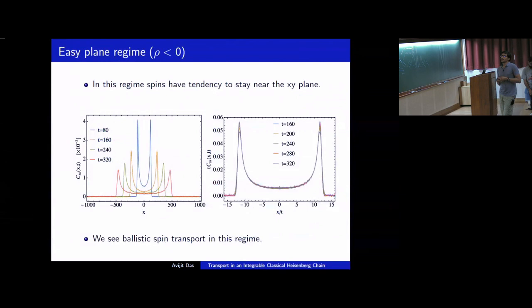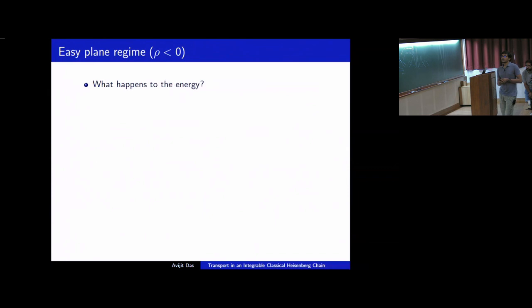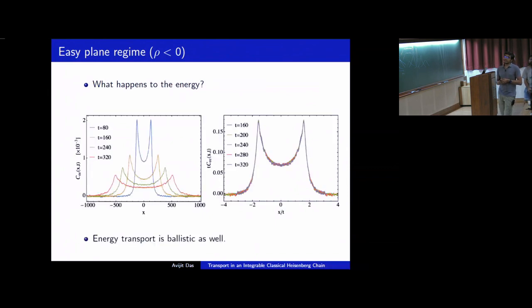We can see that in the easy plane regime, the spin is ballistic. How do we determine that? We take these exponents, right? t to the power 1 is ballistic. What about energy? Energy is also ballistic.